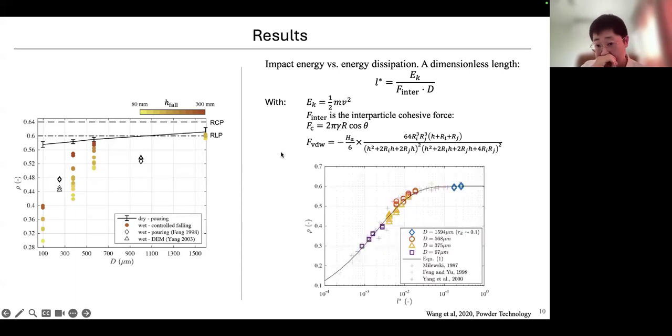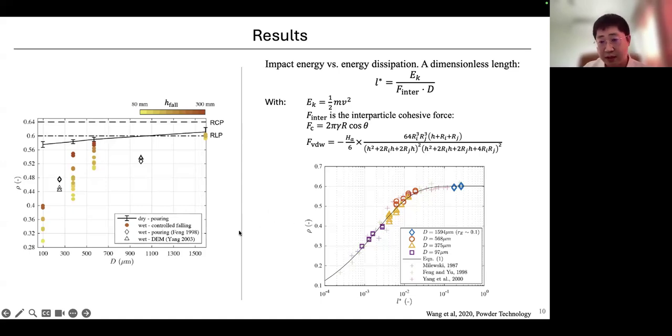Then we can see that, using the same relation, we have the packing fraction as a function of this newly proposed dimensionless length, and all the data points fall onto a single line. This line not only describes all the experimental data that we did with the wet granular material, but it's also applicable to dry powders with van der Waals forces. Okay, so overall, we have a better understanding of the packing structure.